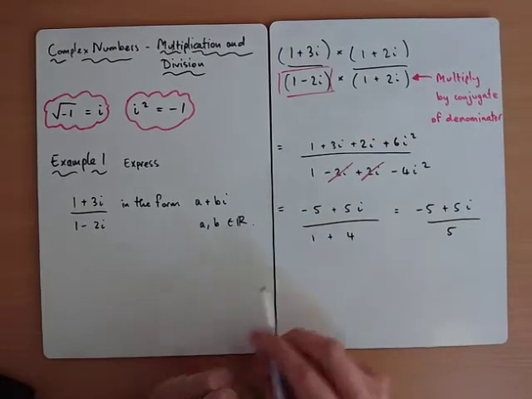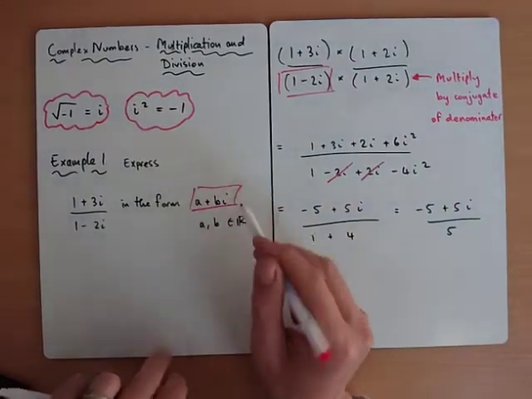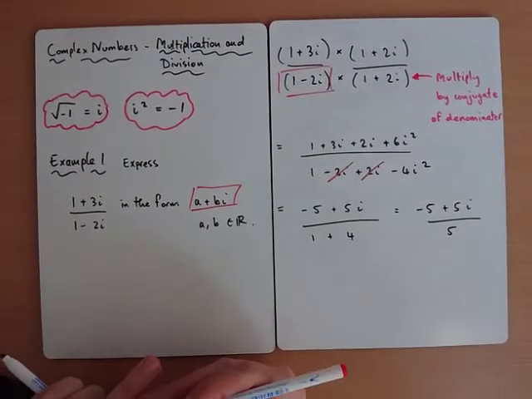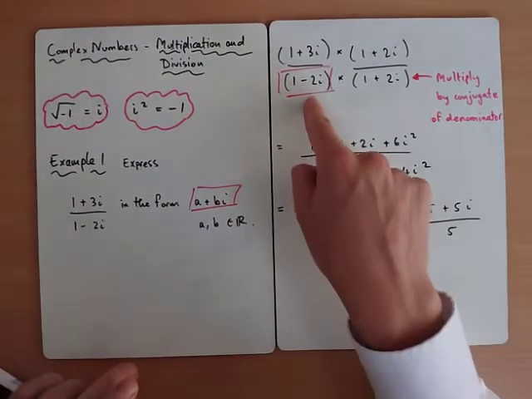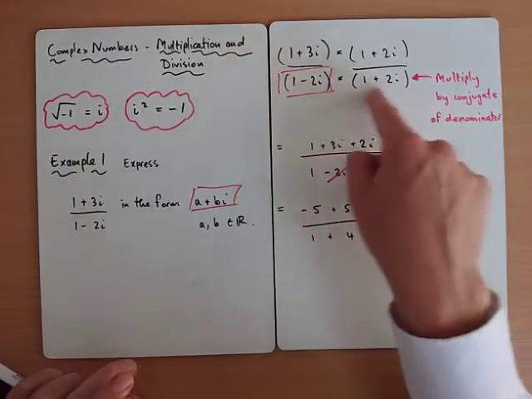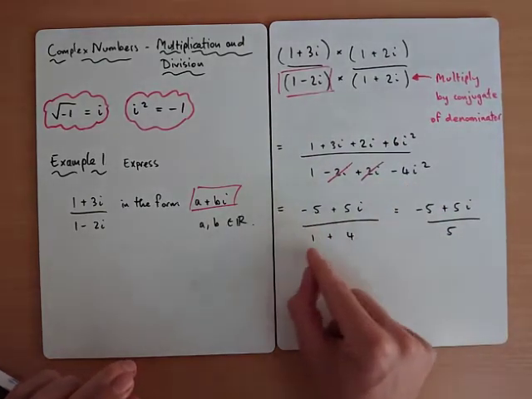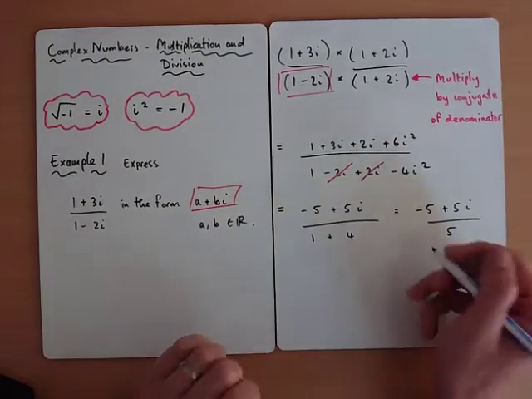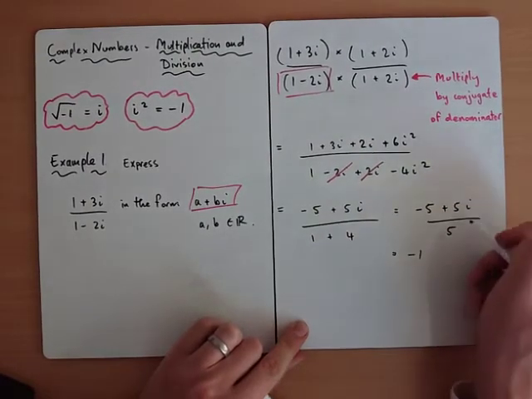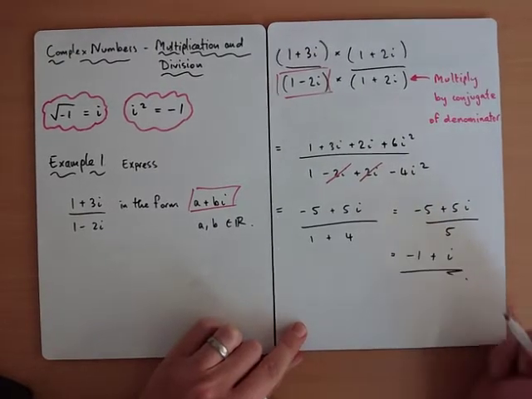So can you see what's happened? The answer that we're trying to get to was just a real and an imaginary part. And because we originally had one complex number divided by another complex number, if you multiply by the conjugate, you end up with a real number on the bottom. And then that would just be simplifying down to minus 5 divided by 5 would be minus 1, plus 5 divided by 5, maybe plus 1i.